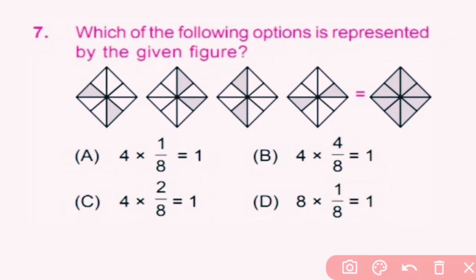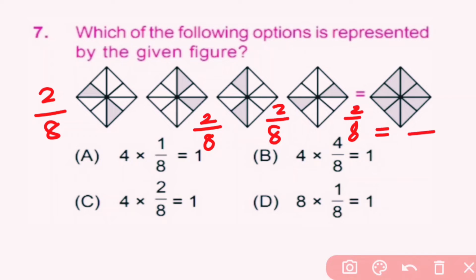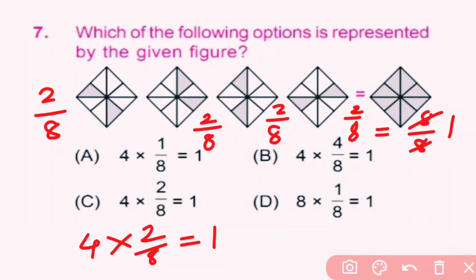Question number 7. Which of the following options is represented by the given figure? Here in the given figure, in the first figure there are a total of 8 parts, and out of 8, 2 parts are shaded. Here also the same, total 8 parts, out of 8 2 parts are shaded. Here also 8 parts, out of 8 2 parts are shaded, and this also 8 parts, out of 8 2 parts are shaded, and is equal to, out of 8 parts are shaded, means is equal to 1. So here 4 times 2 by 8 is equal to 1. So here C is the correct answer.